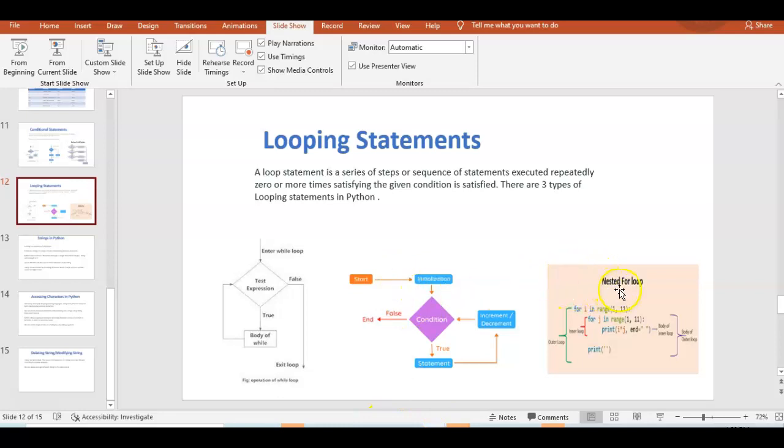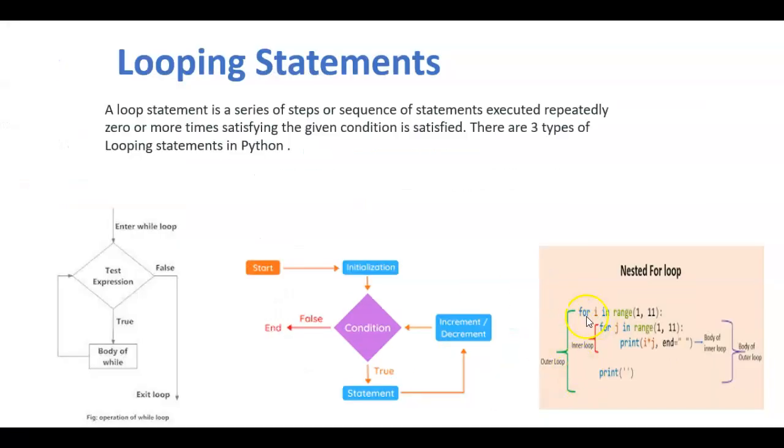Now the third one is nested loops. What are nested loops? Nested loops are nothing but using a loop inside another loop. For example, if you see here, there are two for loops. First for loop, second for loop. Inside one for loop, we have another for loop. We can use any type of loop inside any type of loop. We can use a while loop inside a for loop. We can use a for loop inside a while loop. We can use a for loop inside a for loop. We can use a while loop inside a while loop.